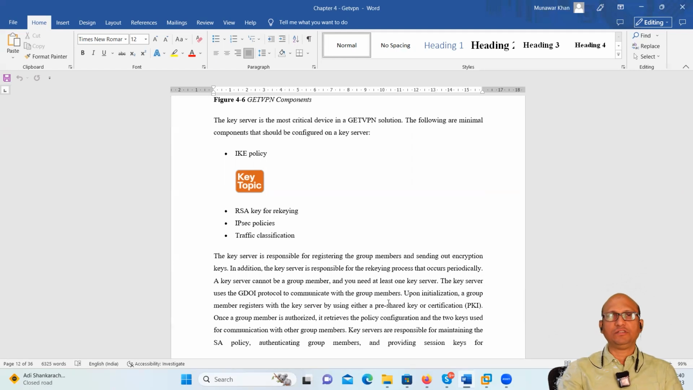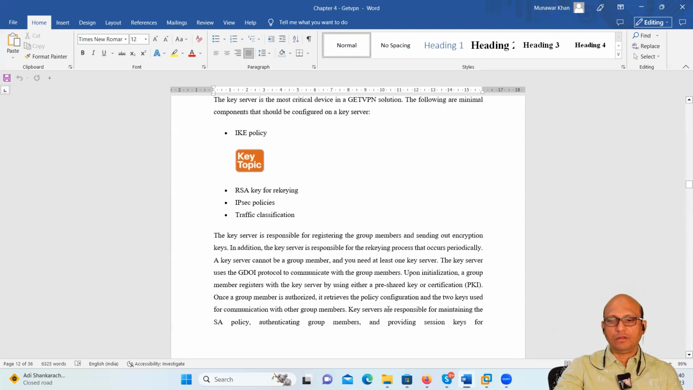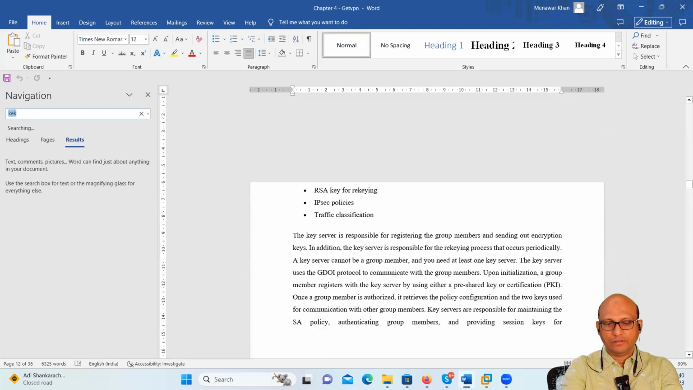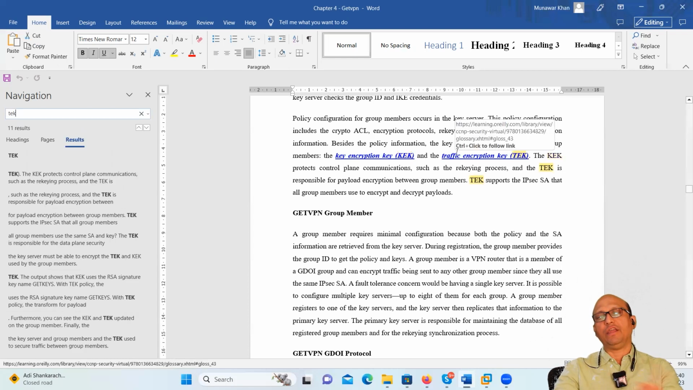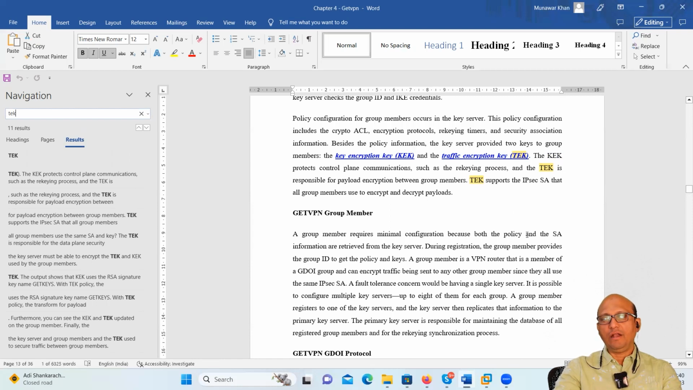KEK, key encryption key, and TEK, traffic encryption key. Just wait. Key encryption key and traffic encryption key. Now, key encryption key is different, traffic encryption key is different.